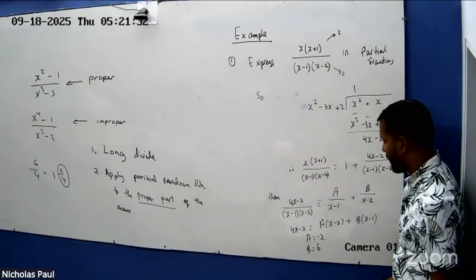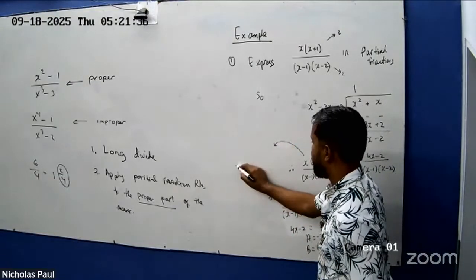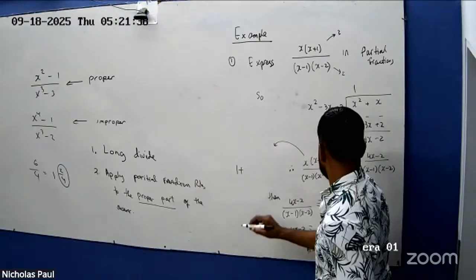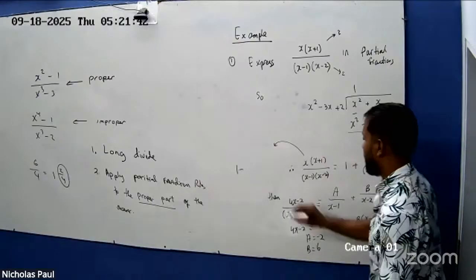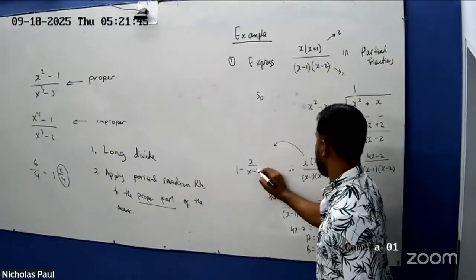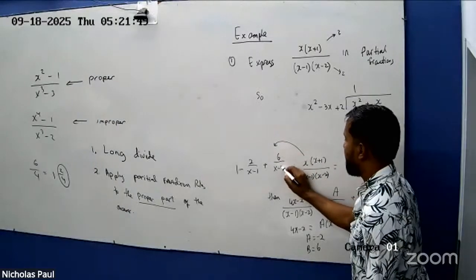So the final answer, I'm writing it here because I ran out of space, is minus 2 over x minus 1 plus 6 over x minus 2.